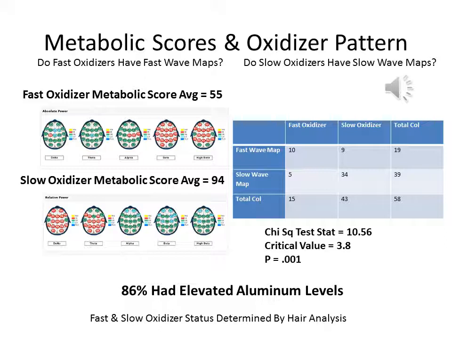So to check this out, we looked at fast oxidizers, and we saw how many of them had fast wave maps, and slow oxidizers, and how many of them had slow wave maps. And then we compared them using chi-square, ordinal level of analysis, a statistical tool that's very appropriate for this type of assessment. We found significant levels of difference between the two groups. And we also noted that when we looked at the average metabolic score between the two groups, the fast oxidizers had fewer metabolic problems than the slow oxidizers.